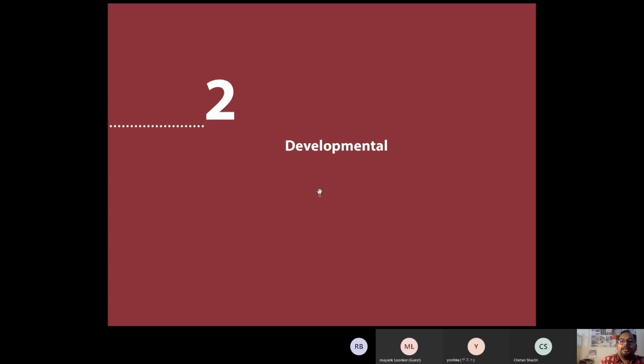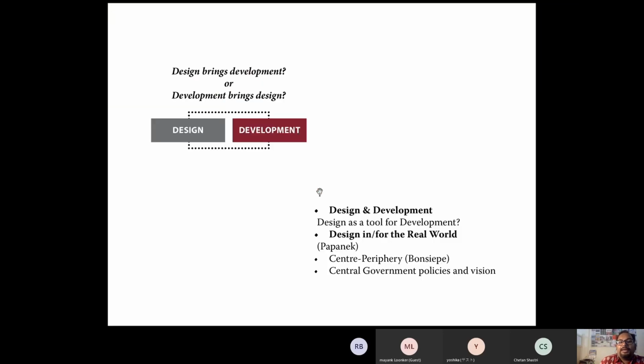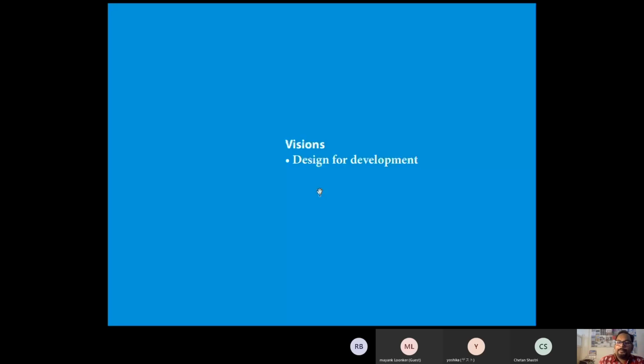Now we come to the second paradigm, that is the developmental paradigm. And this brings me to a very fundamental question: does design bring development or does development bring design? There is a certain dialectic between design and development. There have been several debates in design history, especially by Papanek or Gui Bonsiepe. And at the same time, design and technology were also seen as a medium of development, especially in a developing economy like India.